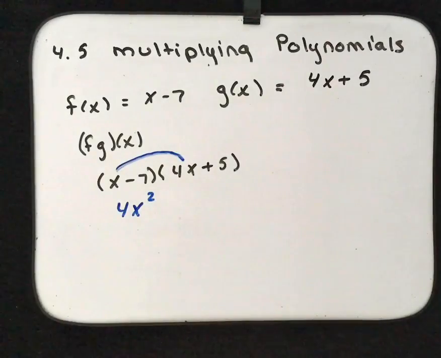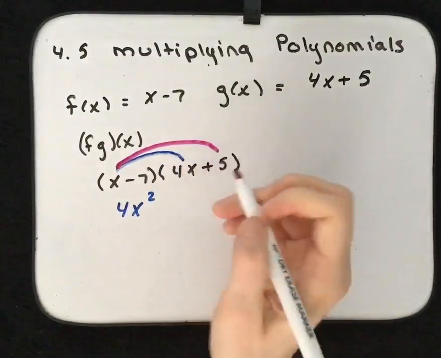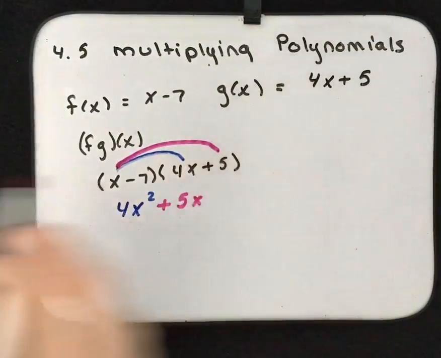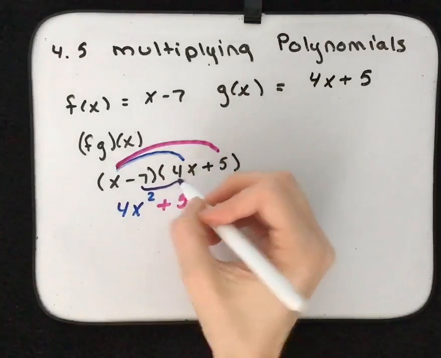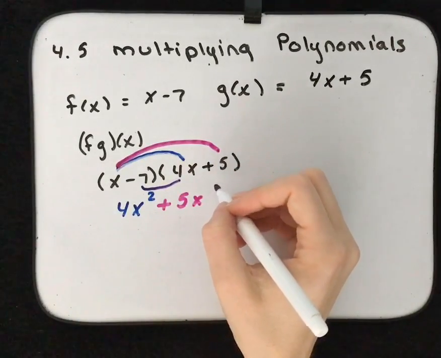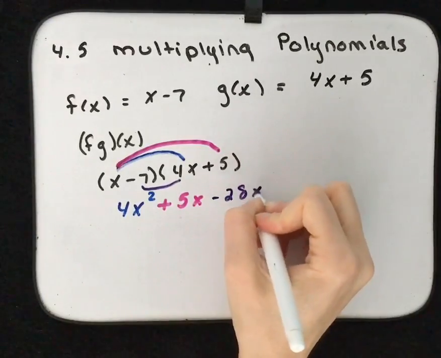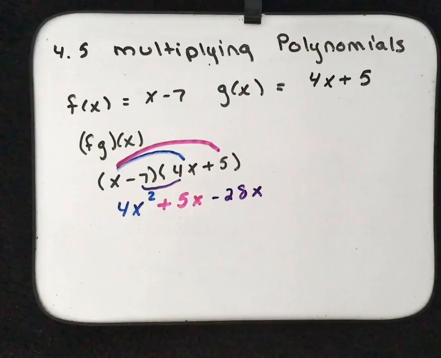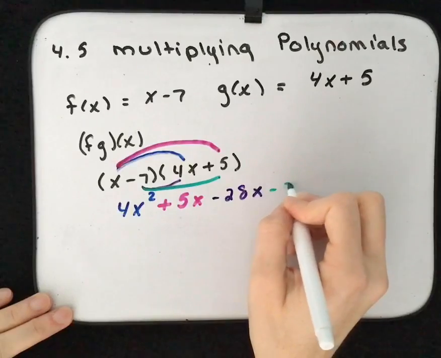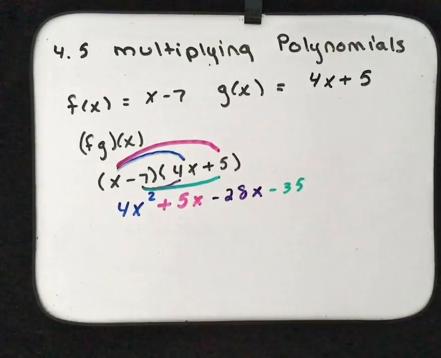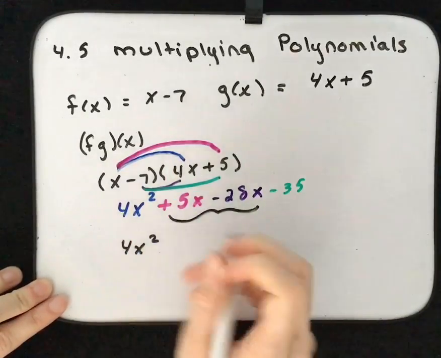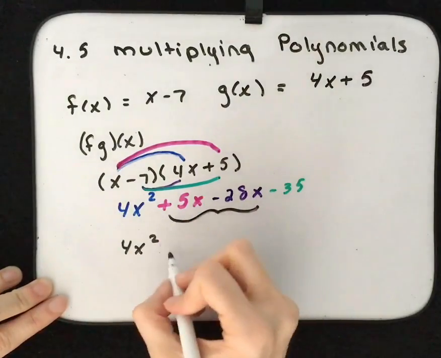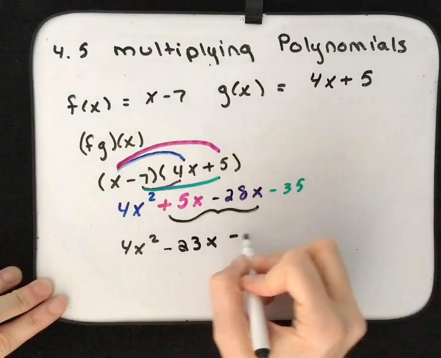And then we have the outer. So we have our x times our 5. So that's positive 5x. Then we have our inner. Make that smiley face because you're halfway done. So negative 7 times 4x is negative 28x. And then you have that last, that negative 7 times the positive 5, which is going to give us negative 35. Here you have some like terms right here in the middle. So let's clean those up. We have 4x squared. Positive 5x minus 28x is negative 23x. And then minus 35.